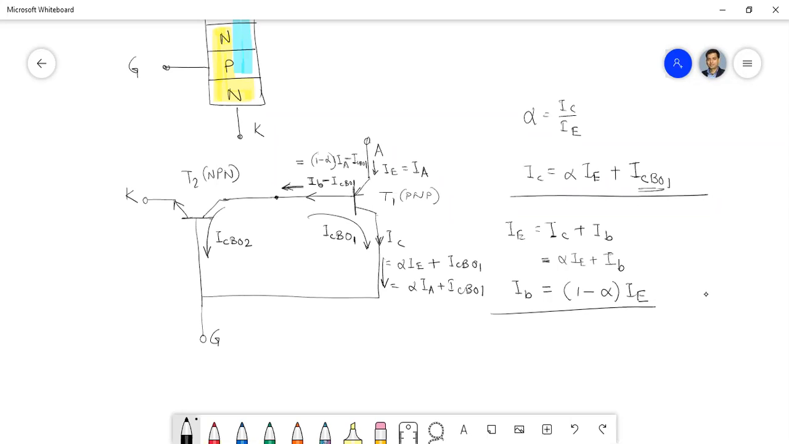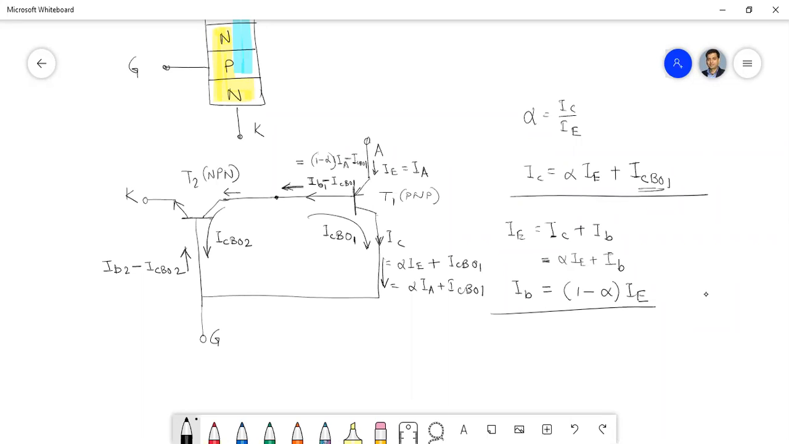Now what will be the base current of this? That is, which current is flowing here? That is IB2. There it was IB1 minus ICBO1. Here it will be IB2 minus ICBO2. Is that clear?